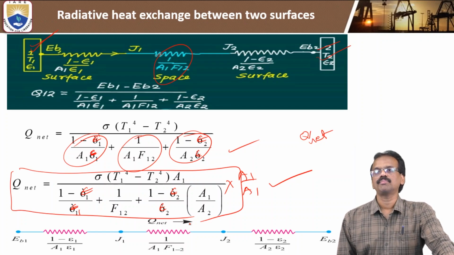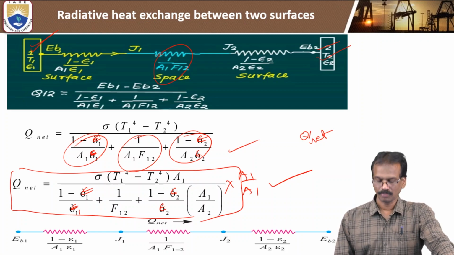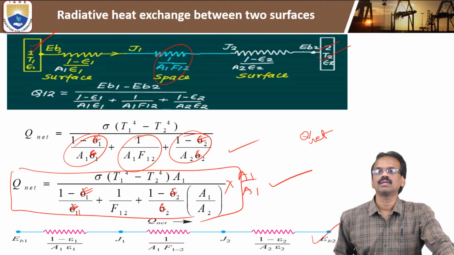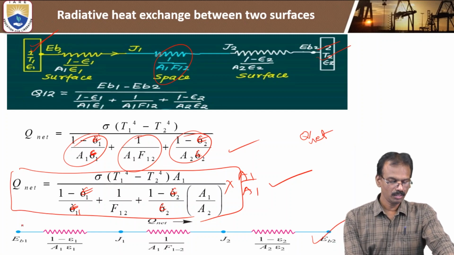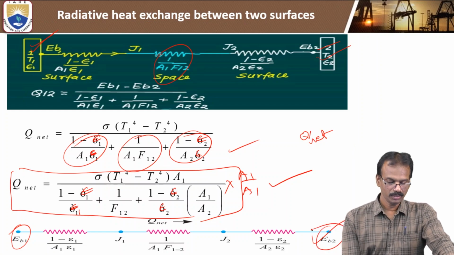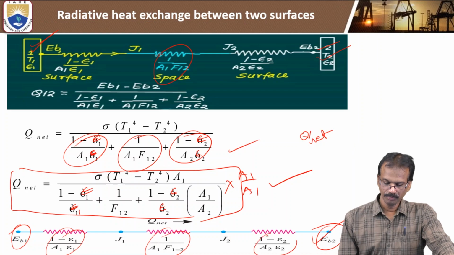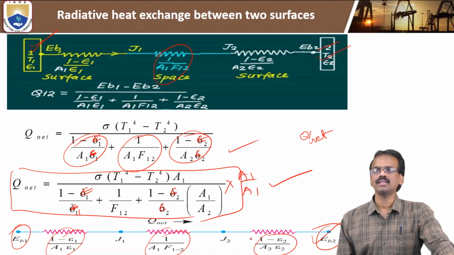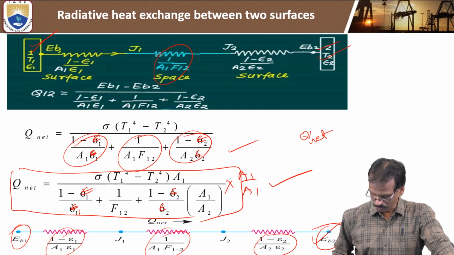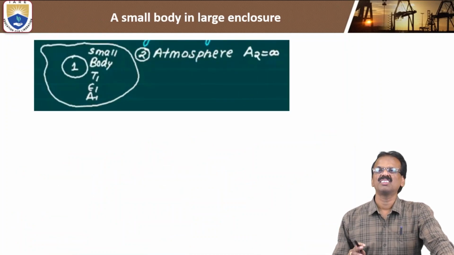Based upon this formula, we derived the different conditions we saw. You know that this is the electrical analog formula. It means the initial heat energy, the final heat energy, and these are the resistances. Then the formula, you know, the temperature difference, it means EB1 minus EB2, the emissive energy of surface 1 minus the emissive energy of surface 2, divided by the total resistances. We already covered this in the previous class.